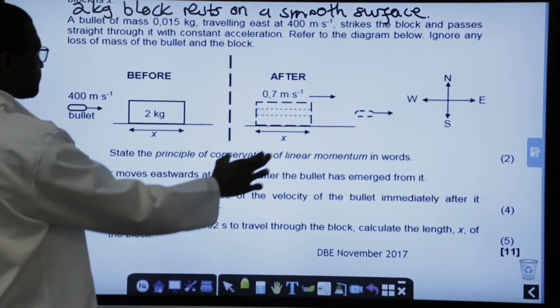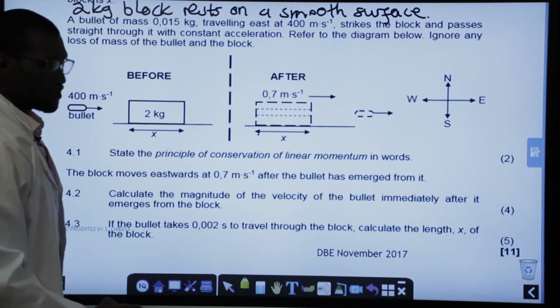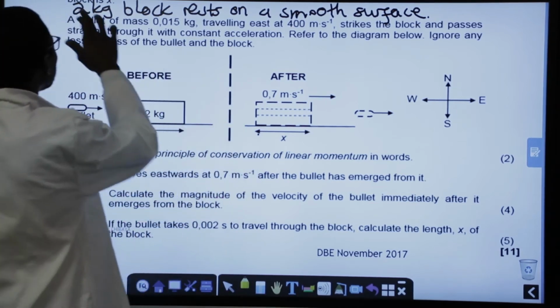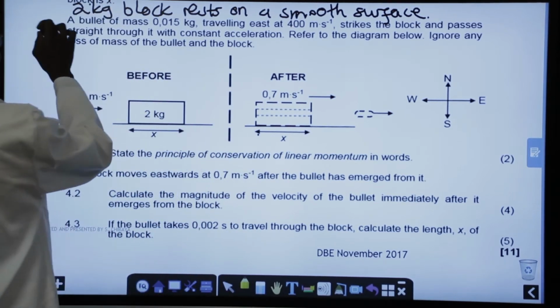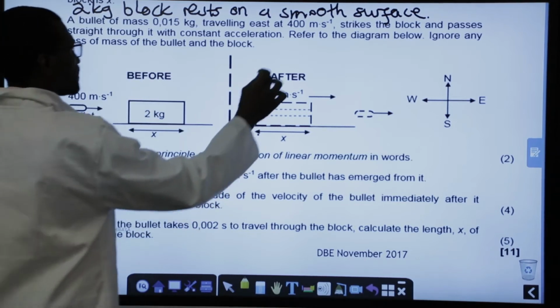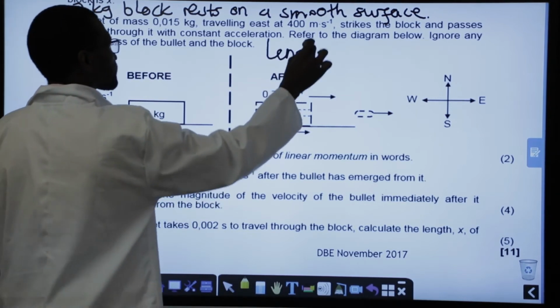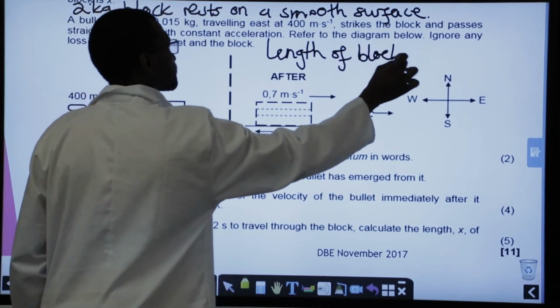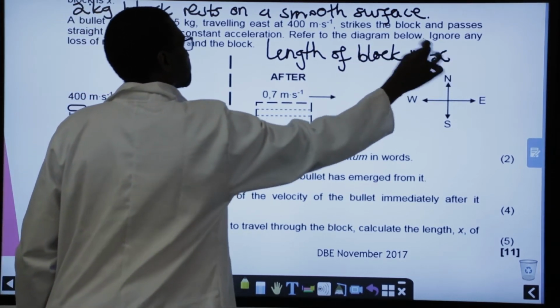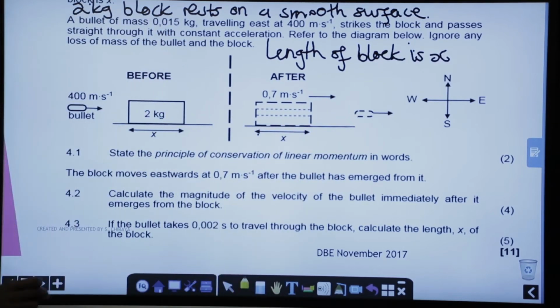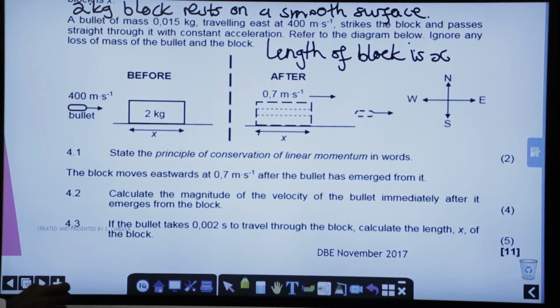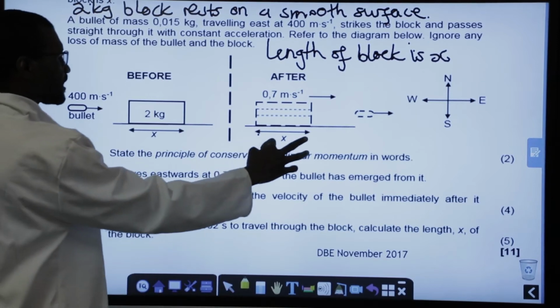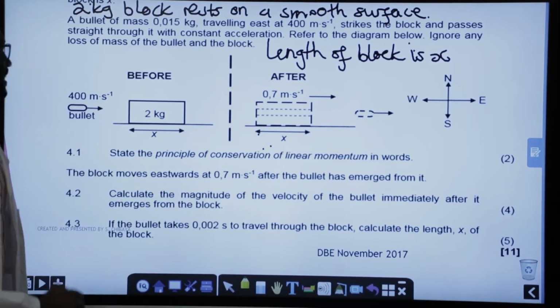And the length of that block is X. Sorry, it should read the length of block is X. Apologies for technology that has played with me this morning. So the length of this block is X as shown.